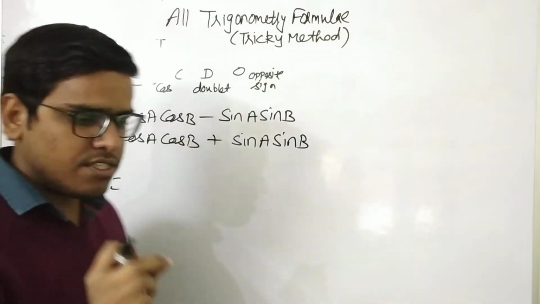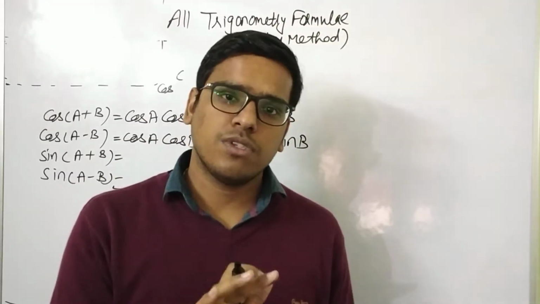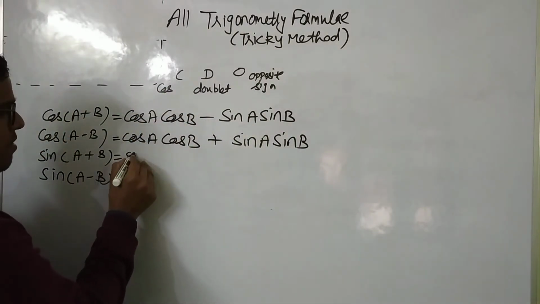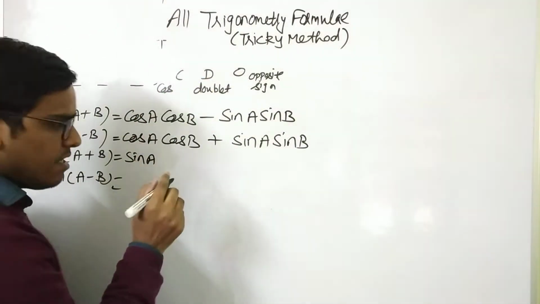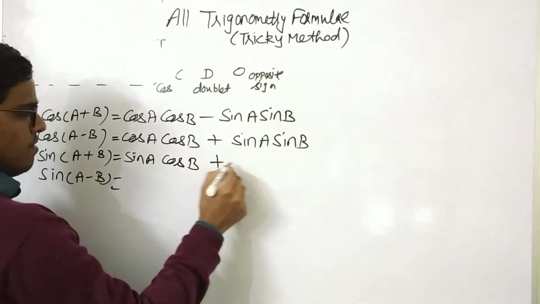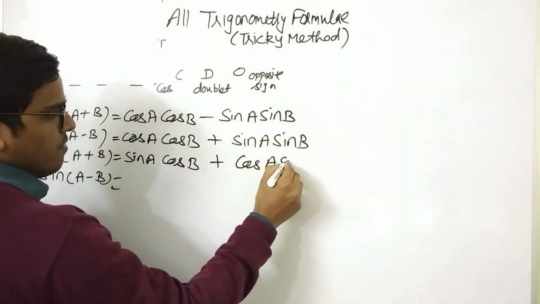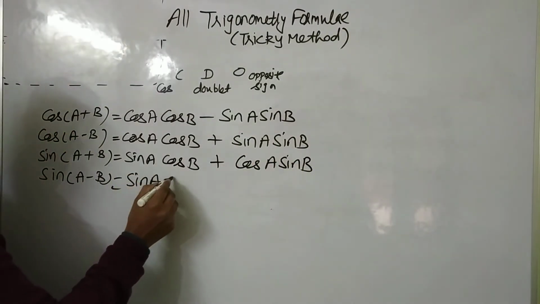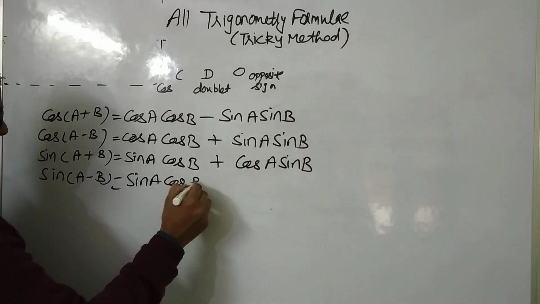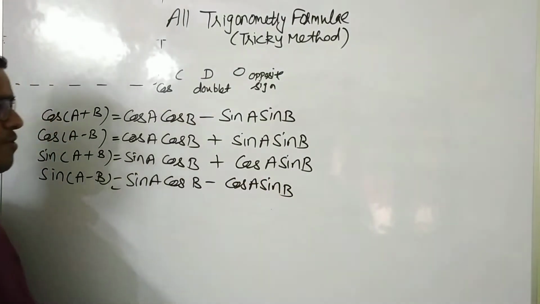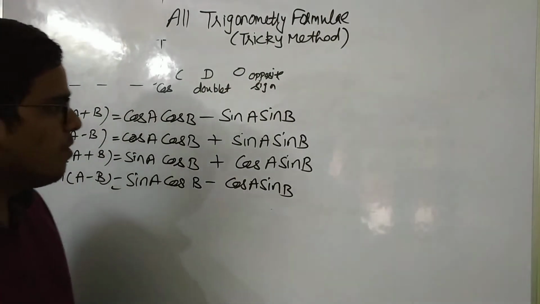Next two formulas, just oppose CDO. No cos, no doublet and no opposite side. No cos means it will start with sin A. No doublet means it will be cos B. No opposite side means it will be plus cos A sin B. Similarly, this is sin A cos B minus cos A sin B. These are the four formulas that are based on CDO.